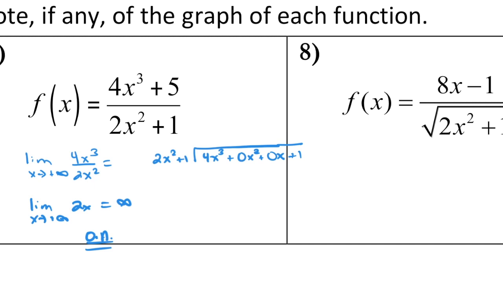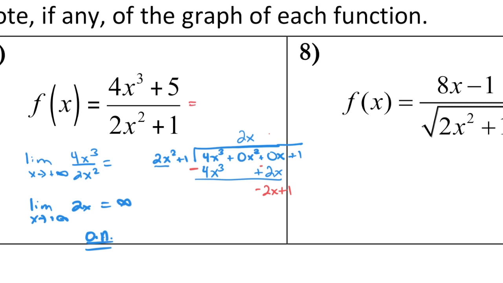So you ask yourself, what times your 2x squared gives you 4x to the third? And that's going to be 2x. Multiply, you get 4x cubed plus your 2x. Next, we subtract. When you subtract, change your signs. You're left with negative 2x plus 1. And you ask yourself, what times 2x squared is negative 2x? And that's when you get into fractional exponents, which we don't want.